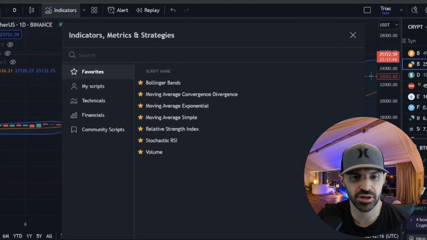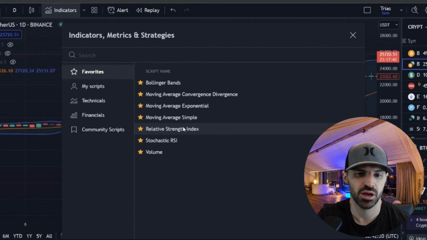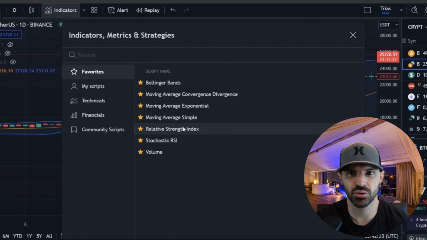So we're going to add another indicator here. This is a strategy some traders like to use with the Bollinger Bands, and I'm just going to go over it with you briefly here. So we're going to use the relative strength index.